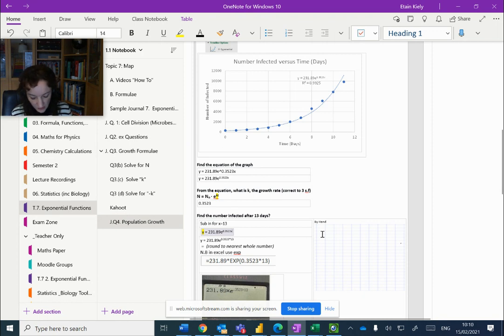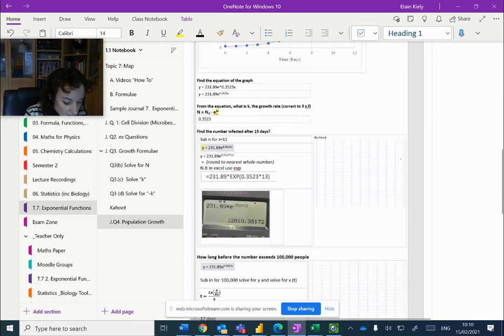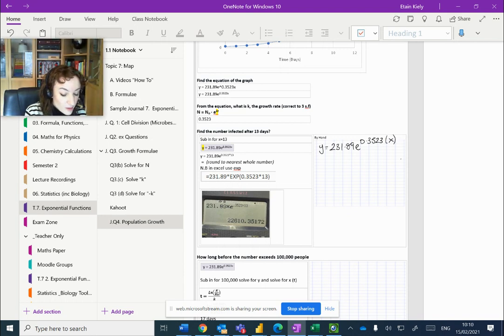I'm going to do this by hand and then show you on the calculator and using Excel how you would do it. So y is equal to 231.89 e to the power of 0.3523 x. We know we're looking for y, given that x is equal to 13, so we're just going to plug that in. So y is equal to 231.89 e to the power of 0.3523 times 13.